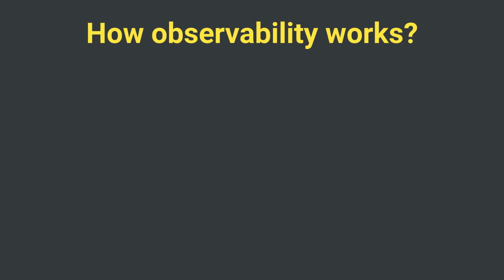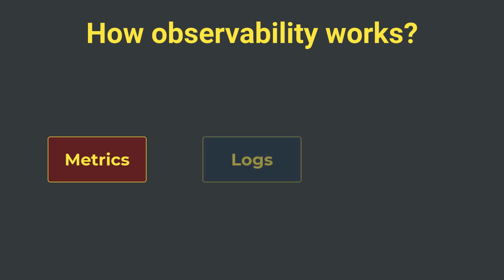The first one is metrics. These are performance indicators like CPU usage, memory consumption, or request latency. Then we have logs, which are time-stamped records of events, which can be structured or unstructured, often with helpful metadata. Finally, we have traces.